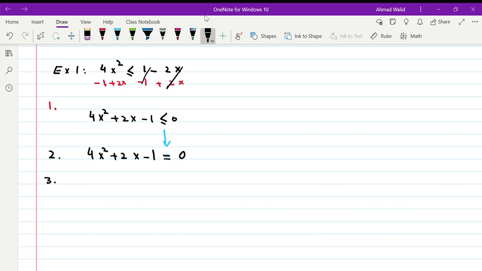Step 3, I will solve it. If I can factor, I will factor. If I cannot factor, then what I'll do, I'll just use the quadratic formula. You see, you cannot even factor this polynomial. If you try, there is no such number that can factor this. Then what I do, I'll use my quadratic formula here. x equals negative b plus or minus the square root of b squared minus 4ac, over 2a.